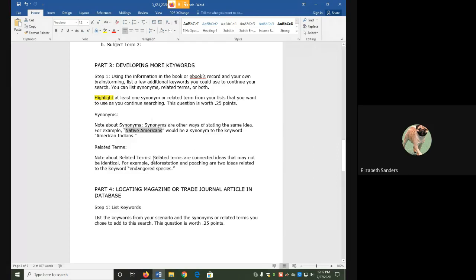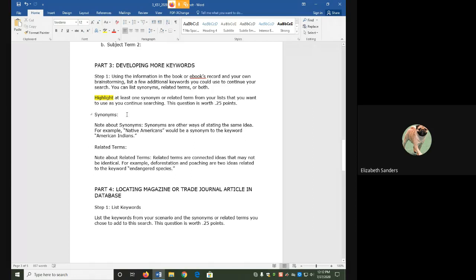A related term is a connected idea or topic that may not be identical to your keyword, but is strongly connected to it. For example, if I'm doing research on endangered species, then the ideas of deforestation, meaning the loss of forest or habitats for endangered species, and poaching, or the illegal hunting of endangered species, are not the exact same thing as endangered species, but they're clearly related and could help me find more information.